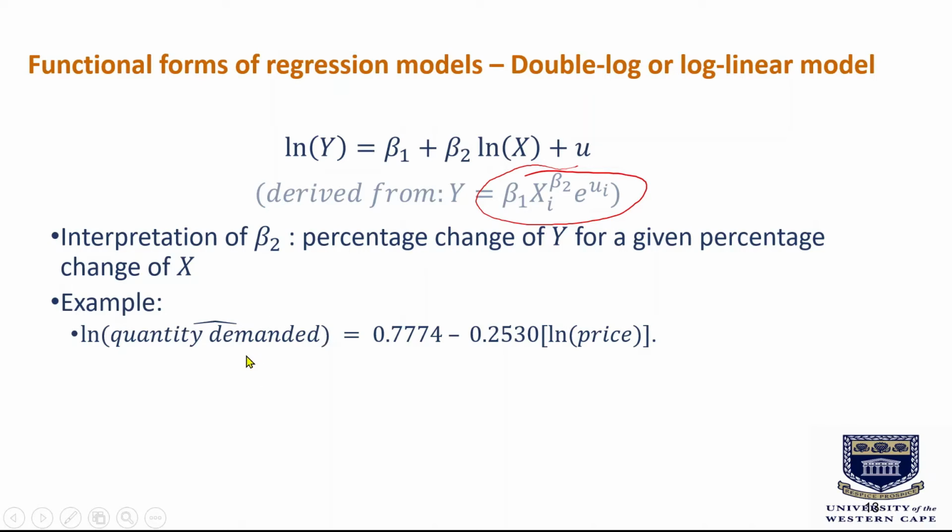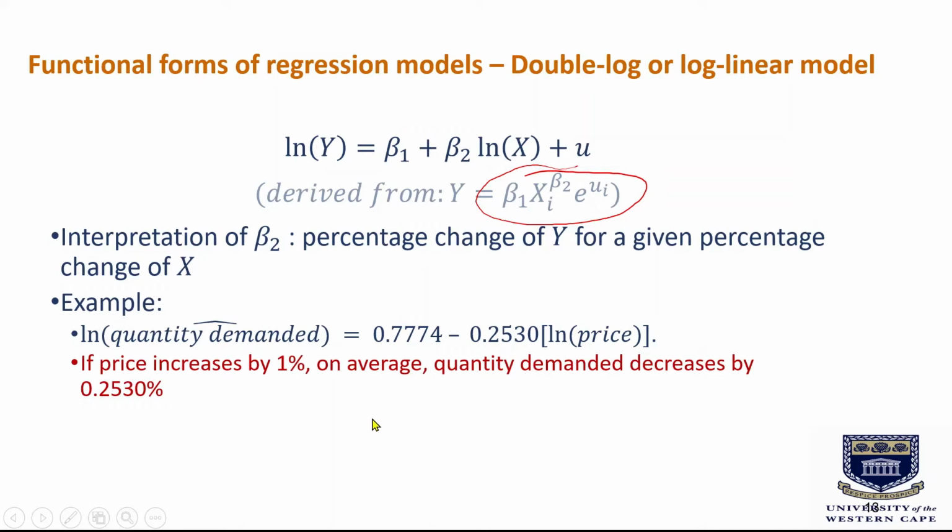Okay, so here's an example given at the bottom. You have logged quantity demanded equals beta 1 hat plus beta 2 hat times logged price. So the interpretation here is if price increases by 1% on average, quantity demanded decreases by 0.253%. Important thing to note in the log-log model, you don't need to change the scale or the value of the beta 2 hat estimate in order to have this interpretation, which is different for the next two specifications.